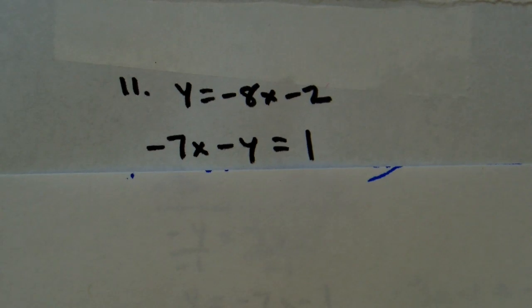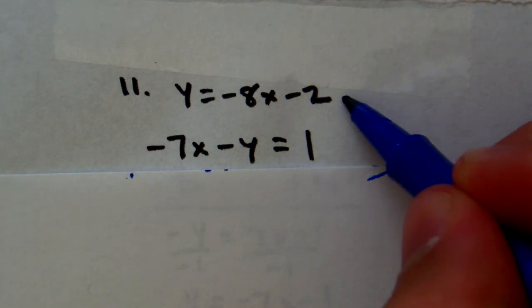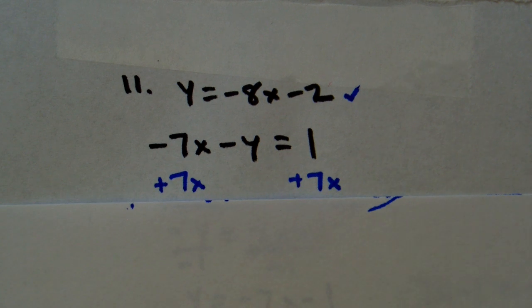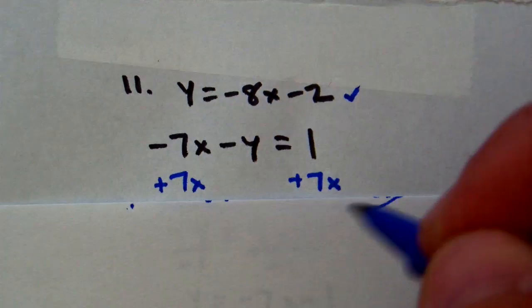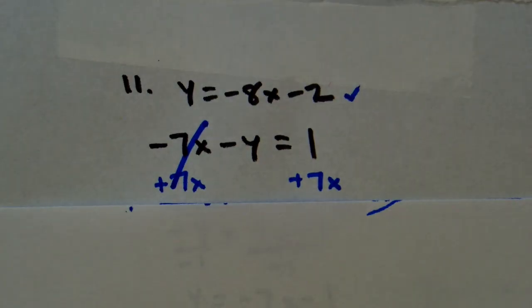Problem number 11: y equals negative 8x minus 2, and negative 7x minus y equals 1. This one is already solved for y, so we don't need to do anything with that one. But with this one, we need to add 7x first because we want to move this minus 7x to the other side. And by adding 7x, we cancel the left side.